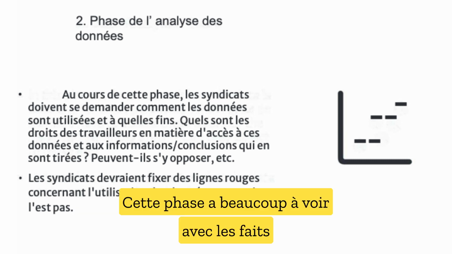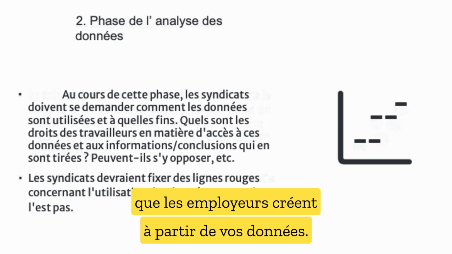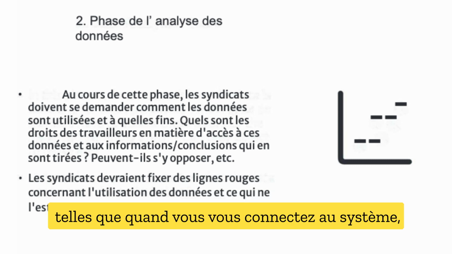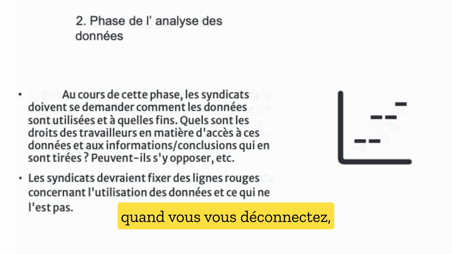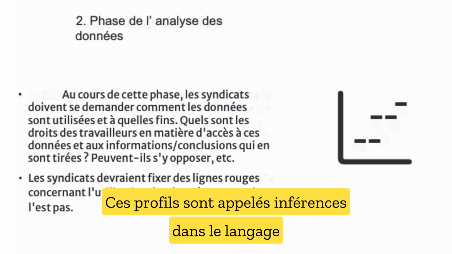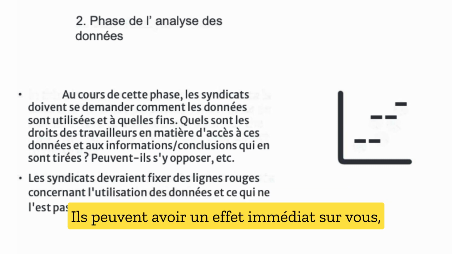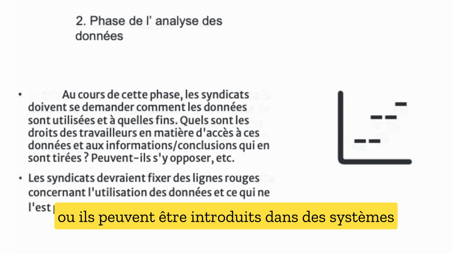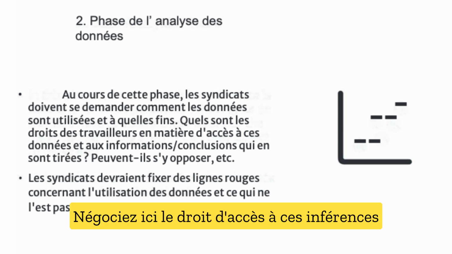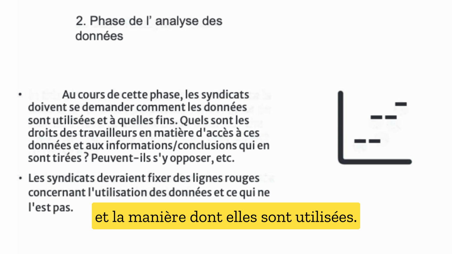This phase has lots to do with the facts employers are creating based on your data. For example, they can combine lots of data, such as when you log into the system, log out, where you are, your age, tenure, productivity, and more, to create profiles about you and your colleagues. These profiles are called inferences in tech language. They can have an immediate effect on you, you get fired, or they can be fed into systems in the future to evaluate future workers. Negotiate here for the right of access to these inferences and how they are used.